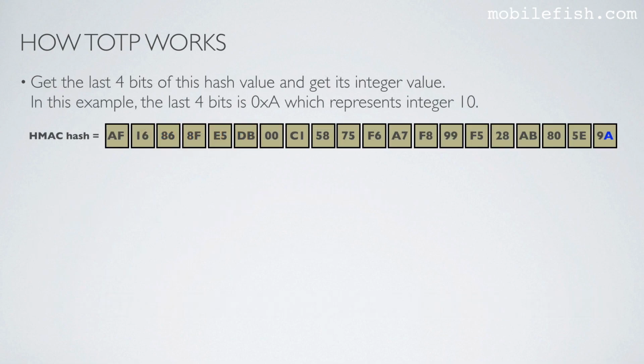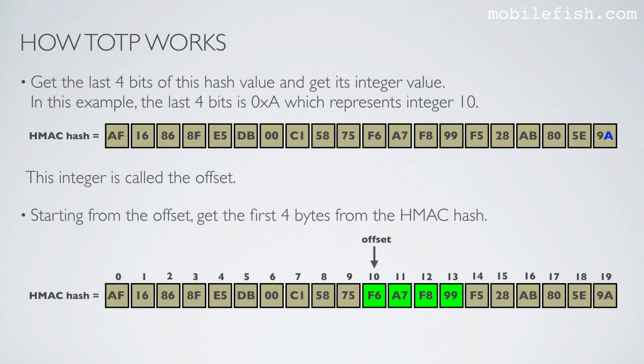Now get the last 4 bits of this hash value and get its integer value. In this example, the last 4 bits is this hexadecimal value, which represents integer 10. This integer is called the offset. Starting from the offset, get the first 4 bytes from the HMAC hash. The offset was 10, as you can see over here. Then we take the first 4 bytes.